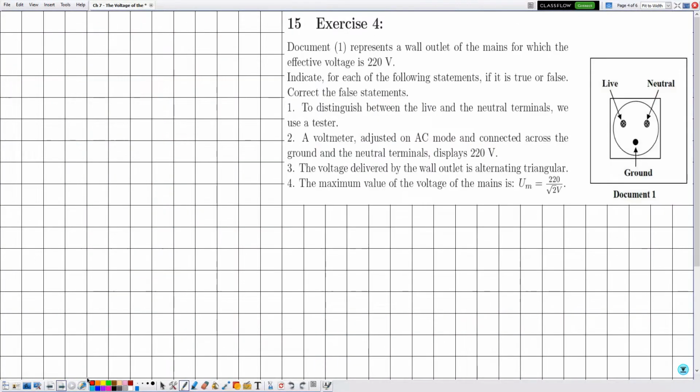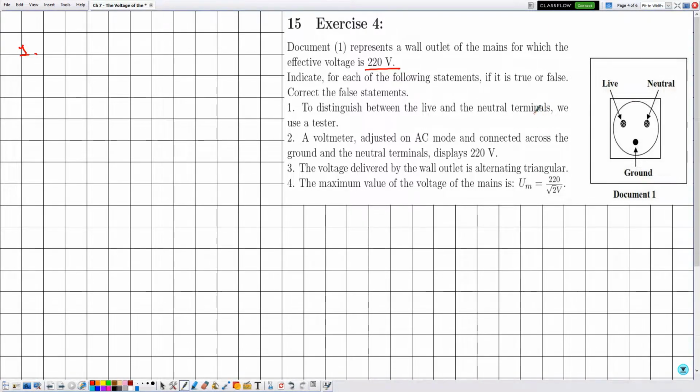Now moving to the next exercise, which is exercise number 4. They are telling me document 1 represents a wall outlet of the mains for which the effective voltage is 220 volts. Indicate for each of the following statements if it is true or false. Correct the false statement. So this is the first time that we solve such type of exercises in the second unit.